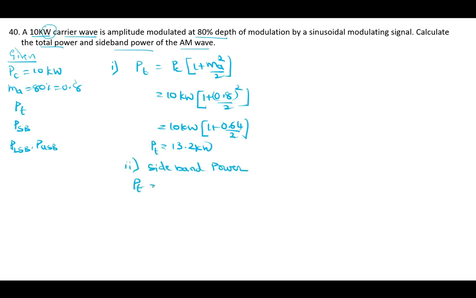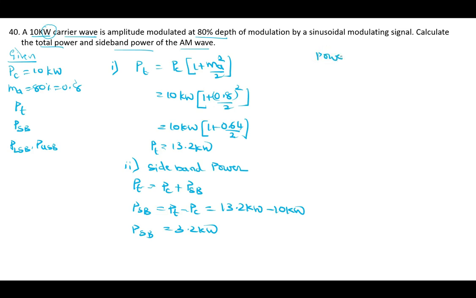Second one is sideband power. The relation between total power and sideband power is PT is equal to PC plus PSB. So the sideband power is given as PT minus PC. This is the easiest formula. That is 13.2 kilowatt minus 10 kilowatt. It is 3.2 kilowatt. This is sideband power.